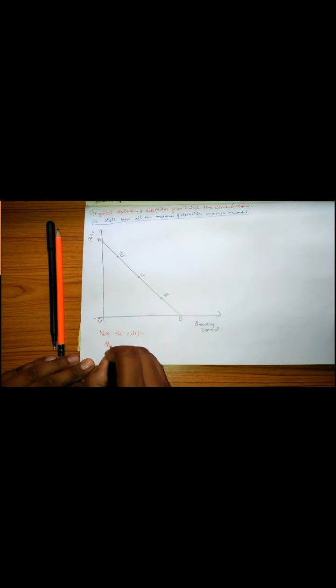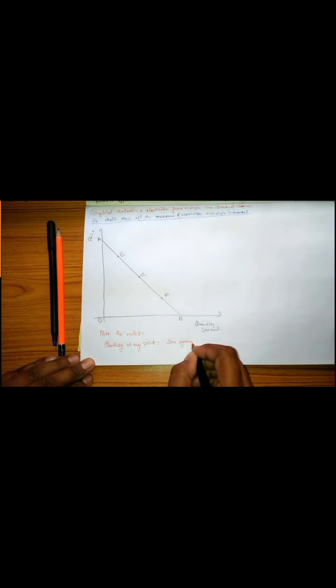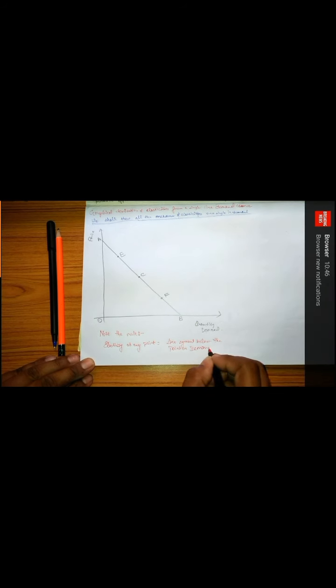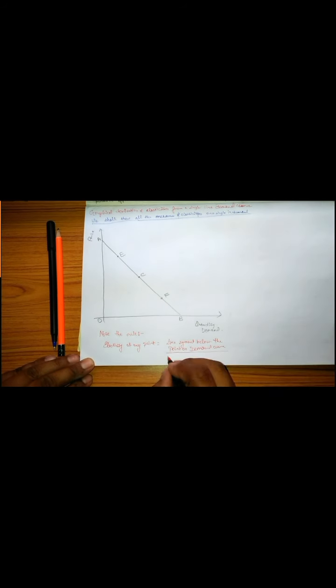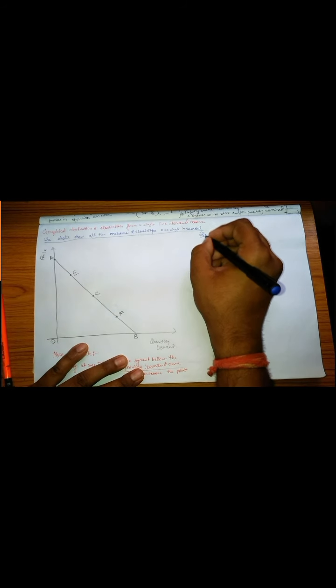Now you have to note here one rule of measuring the elasticity at any point on the demand curve. Elasticity at any point on the demand curve is given by the line segment below the point on the demand curve upon the line segment above the point on the demand curve. And let us see how this formula works and how we will obtain the elasticities at various points.